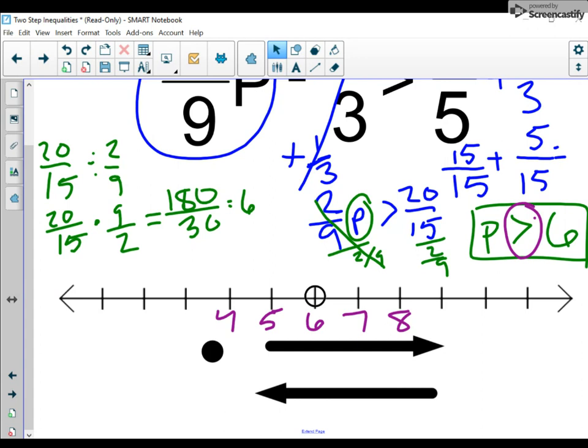So I have an open circle, and then greater than shades in what direction? To the right or to the left? It shades to the right because it is greater than. Awesome. So that's what our graph should look like: open circle with shading to the right.